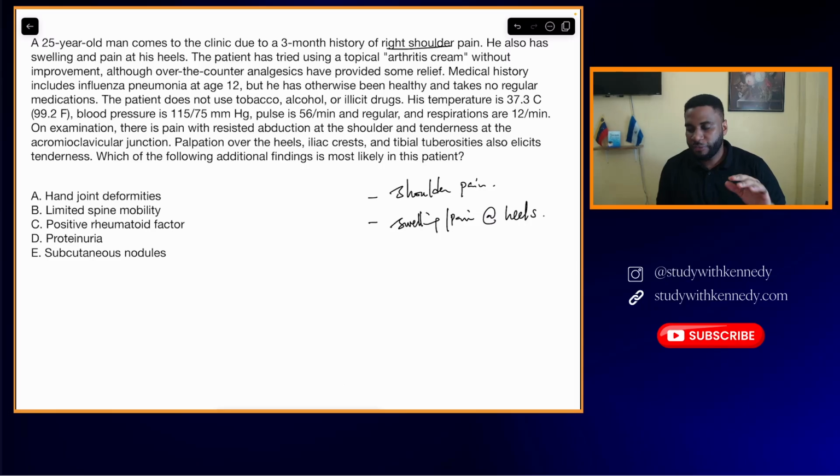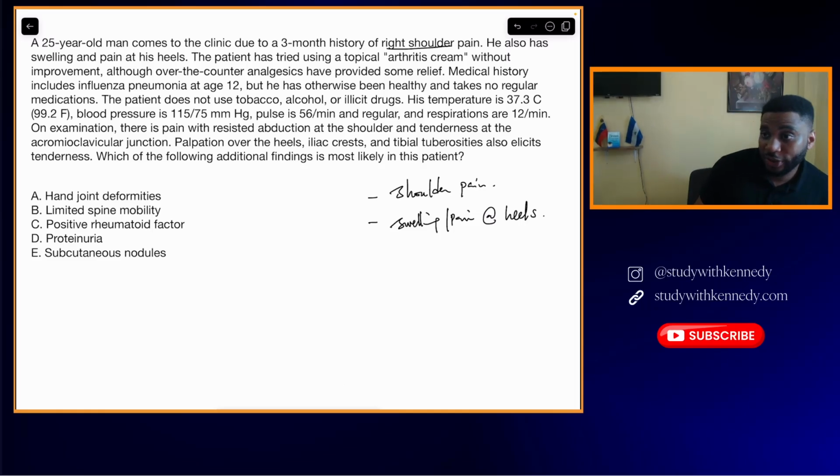For the purpose of allowing you guys to follow along with this question, I'm not going to just jump straight to what everything is, because if I start doing that, then you may not be able to learn. But let's assume that we are not sure what is going on here. Why does he have shoulder pain? Why does he have swelling and pain at his heels? Your heels, I hope you know where your heels are. Behind your leg, down here.